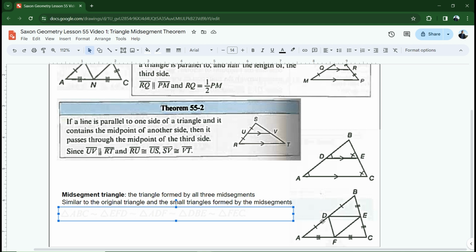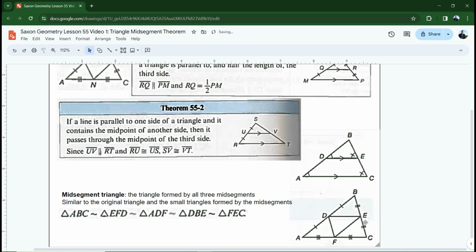We're going to see that all of these triangles in here are similar, and then they're also similar to the big triangle around the outside. So I could state these similarity statements. Triangle ABC, the big one, is similar to EDF, that's the midsegment triangle, is similar to ADF, the little one on the left, DBE, the little one on the top, and FEC, the little one on the bottom right.